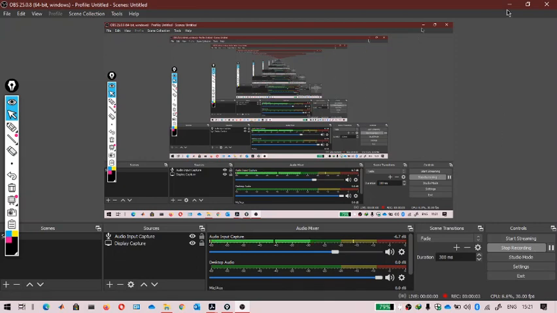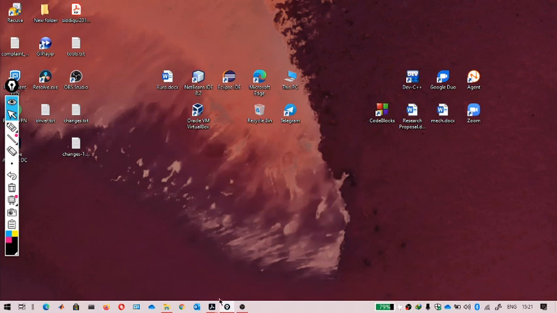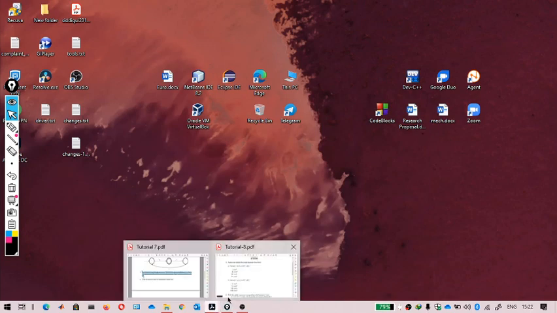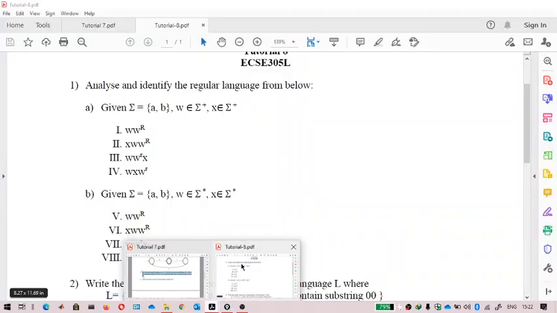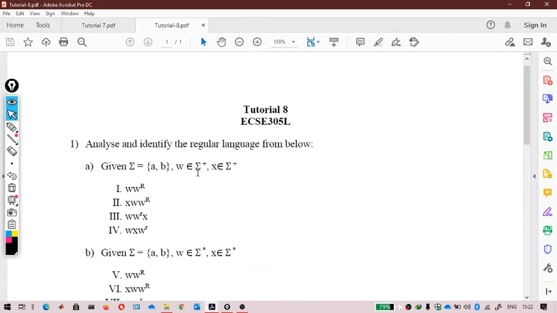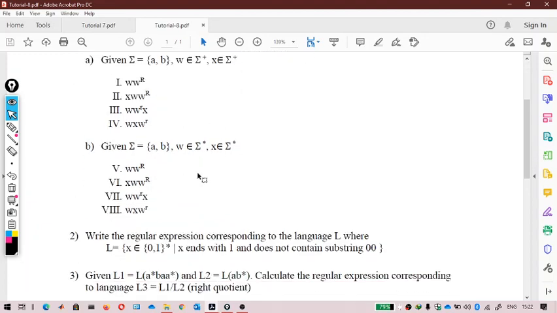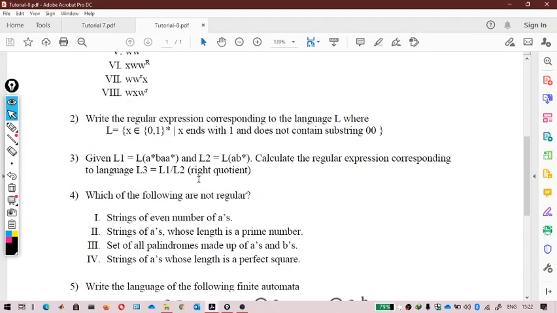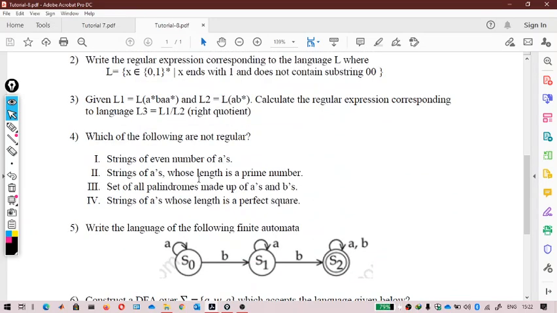Hello, so today we will do our tutorial, that is tutorial 8. This tutorial 8 contains all the questions. It is like a revision of what we have done till now. All of the questions that you are seeing in this tute have already been done. There are only one or two new questions in it, so I will tell you about those questions only.